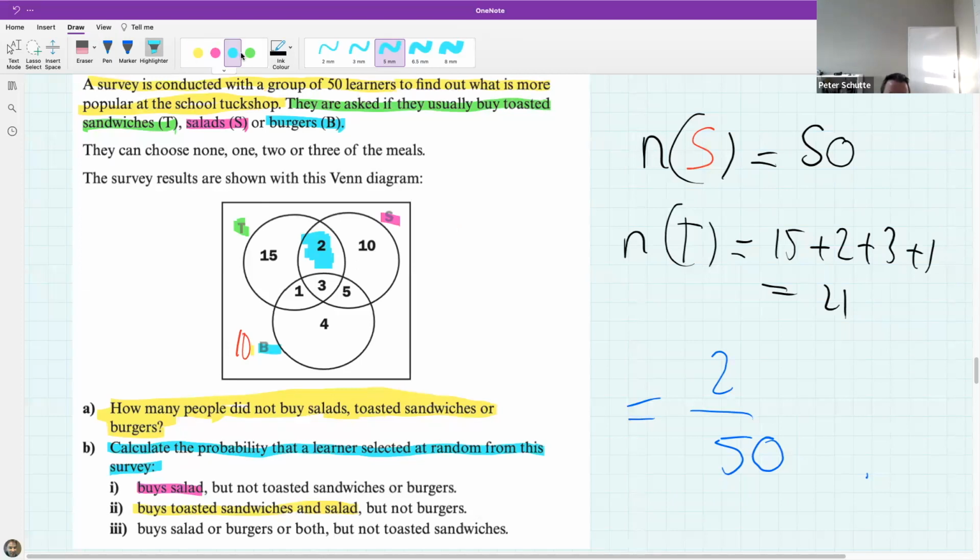Okay, let's do another one. Same idea. Calculate the probability that a randomly chosen person buys salad or burgers or both, but not toasted sandwiches. So you may not sit here if you bring your toasted sandwiches. So buy salad or burgers, or you can buy both, but not toasted sandwiches.